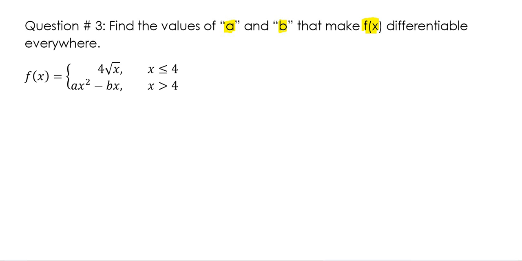Now, let me just draw you a little picture here to show you what's going on in one of these kinds of problems. If I draw a function here, a random function.